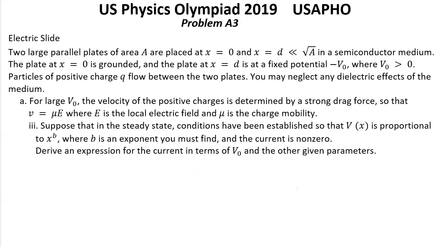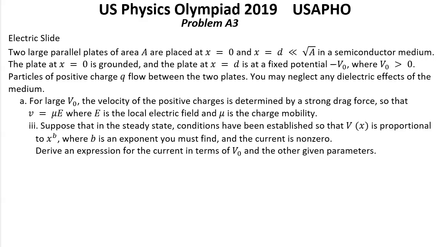Question 3 from part A. Suppose that in the steady state, conditions have been established so that V is proportional to x to the power b, where b is an exponent you must find, and the current is non-zero. Derive an expression for the current in terms of V0 and the other given parameters. Solution for question number 3 from part A.